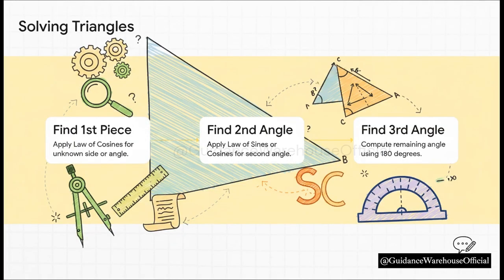Okay, so how are we actually going to attack these problems? Here is your clear step-by-step roadmap. First, we sketch our triangle and apply the law of cosines to find our first big missing piece, which will be either an unknown side or an unknown angle. Second, now that we've got more data to work with, we apply the law of sines or cosines to find a second angle. And third, since all angles in a triangle always add up to 180 degrees, we literally just subtract to compute that final remaining angle. Let's make this concrete with a real example.